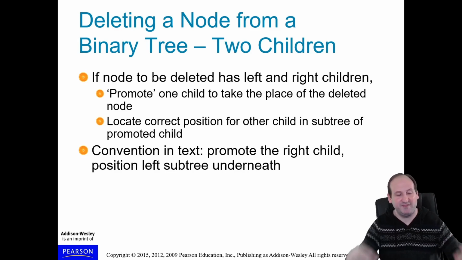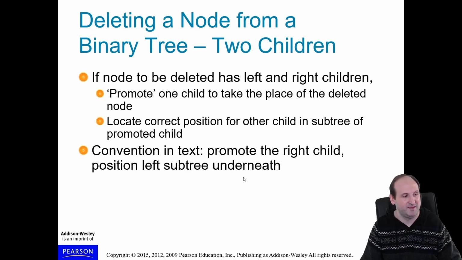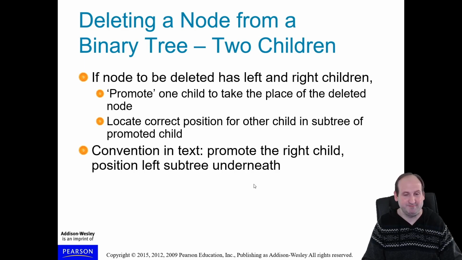So if there are 2 children, how would I delete the 31 and maintain a binary tree as everything gets moved around to accommodate that deletion? If the node to be deleted has left and right children, promote one child to take its place, and then locate the correct position for the other child in the subtree to be promoted. Read the text, or watch the next video. It's just saying, conventionally speaking, promote the right child and position the left tree underneath the right.